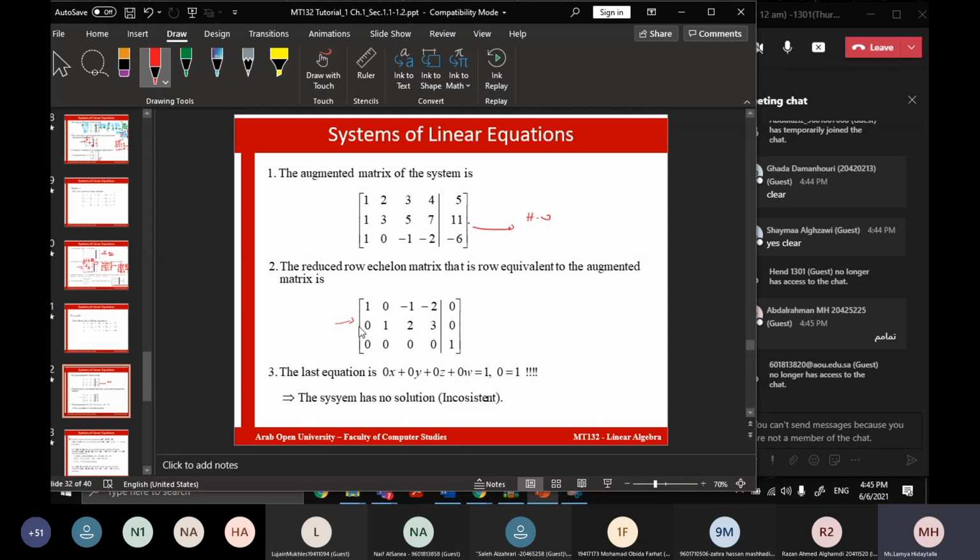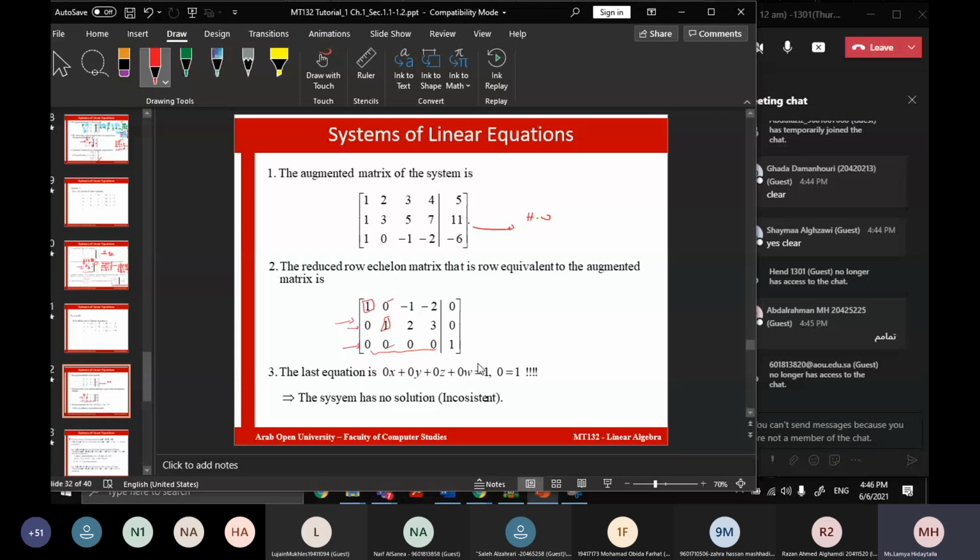Is it actually in reduced echelon form? Yeah, this is a leading one. All the others are zeros. In the second row, the first nonzero entry is 1. All the others in the same column are zeros. Okay, the last one, all the entries are 0, so we don't have a leading one.